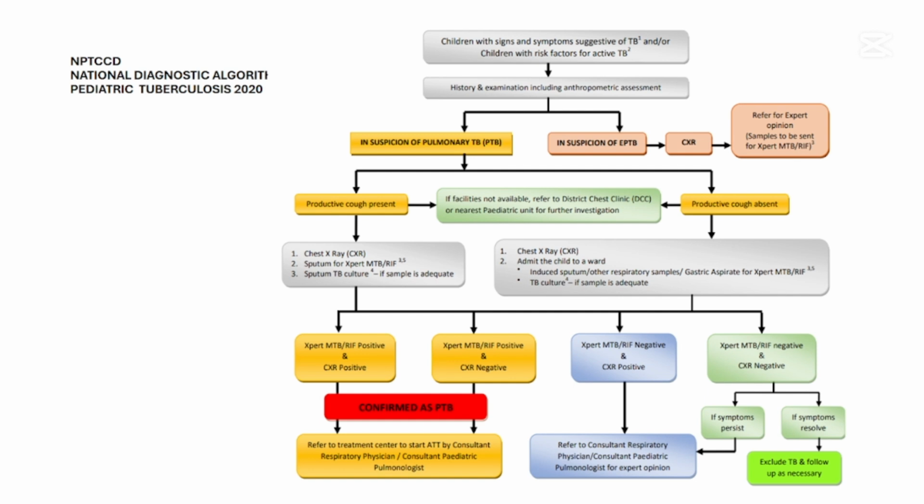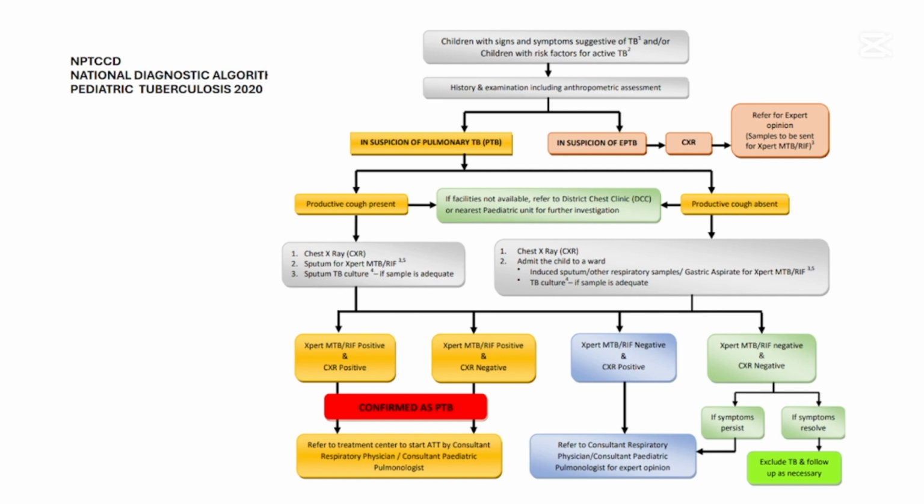And when we go through the guideline, first of all, if they have signs and symptoms and risk factors, we should see whether this child has pulmonary TB or extrapulmonary TB. Extrapulmonary TB usually does not come to the pulmonologist. It is usually detected by other physicians, like sometimes surgeons, sometimes neurologists, and dermatologists. It depends on the specialty or organ involved.